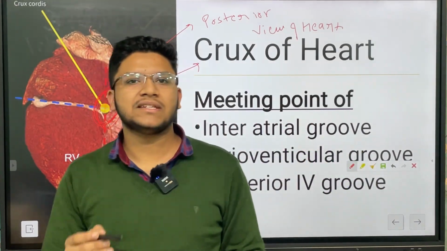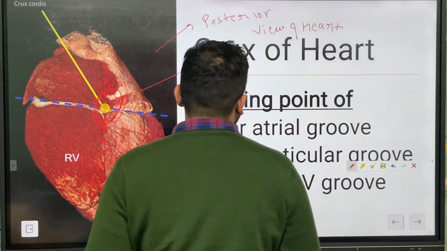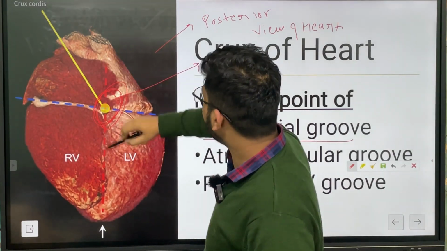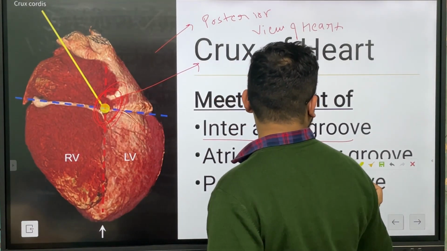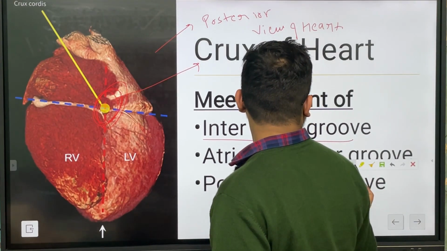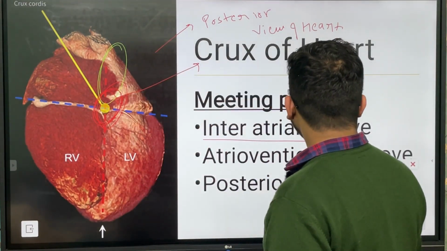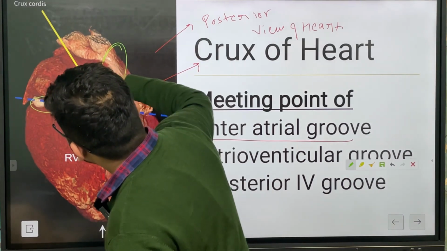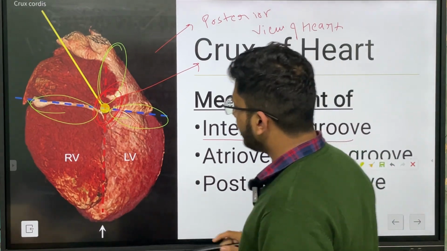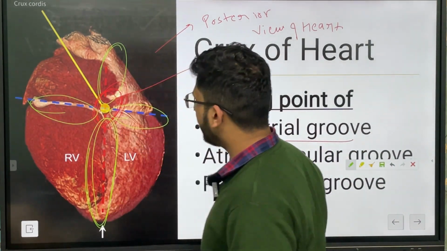The crux of your heart is basically the meeting point of a few structures. What are these structures? First of all, it is the interatrial groove. Here you can see the interatrial groove. Let me change the color. Okay, so this is the interatrial groove. Next is the atrioventricular groove. This is your atrioventricular groove, and the last thing is the posterior interventricular groove. We just discussed this posterior interventricular groove.